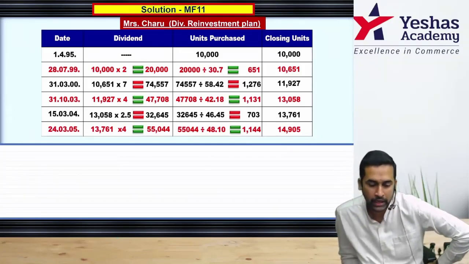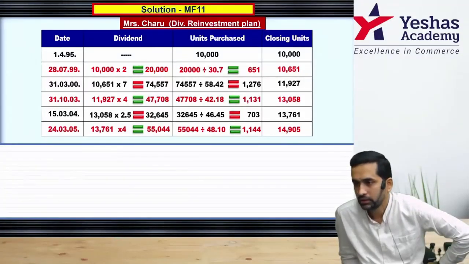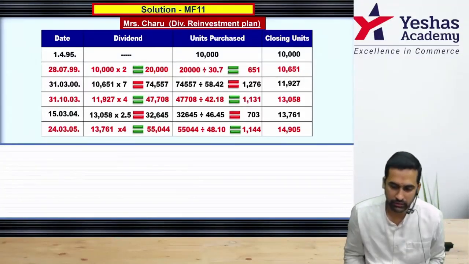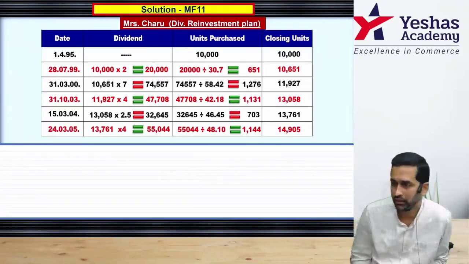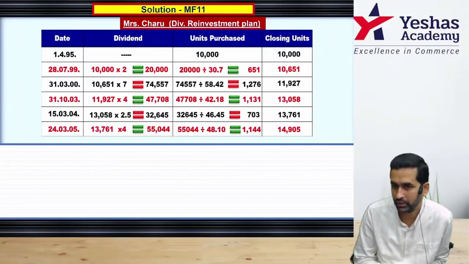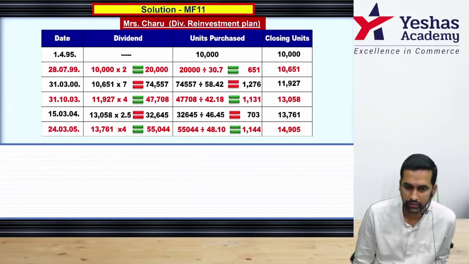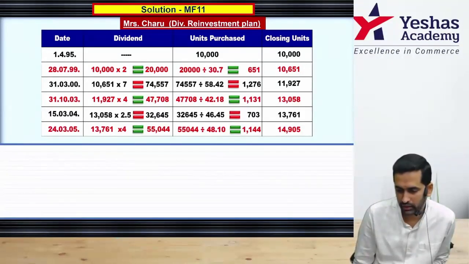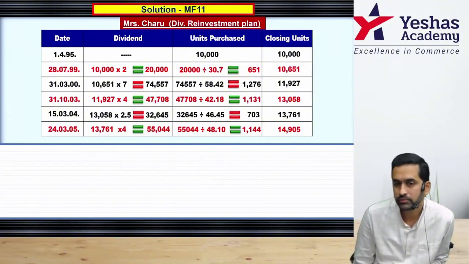Start. Date, dividend. Remember, this is dividend attributable. This is not dividend paid. They will calculate but won't pay. Dividend and then additional units and then closing units. Go to the question 1495. So starting point, no dividend anyway. You start with 10,000, closing is 10,000.